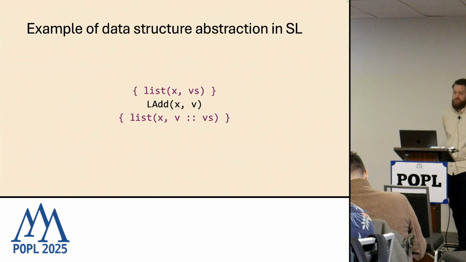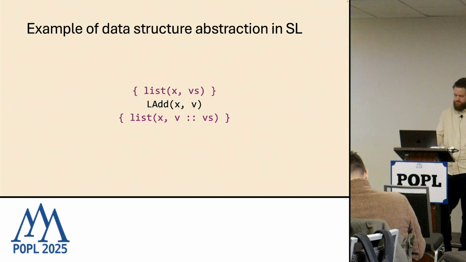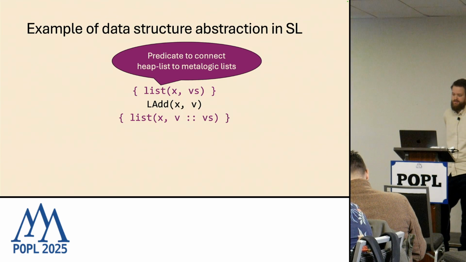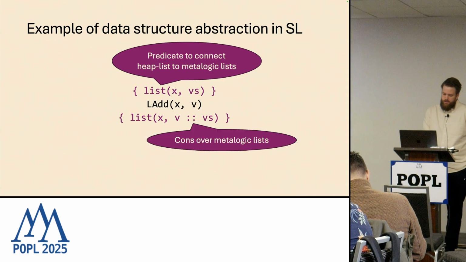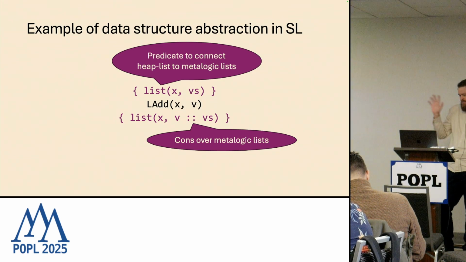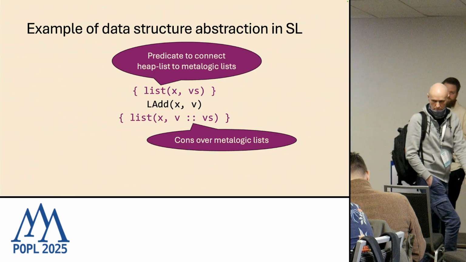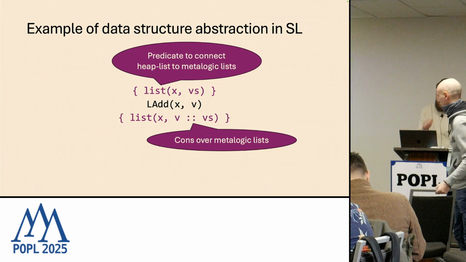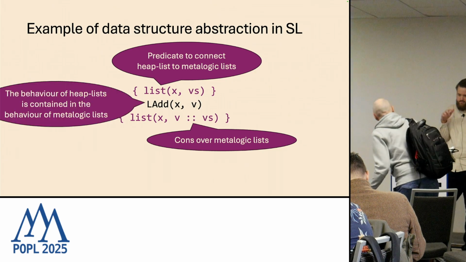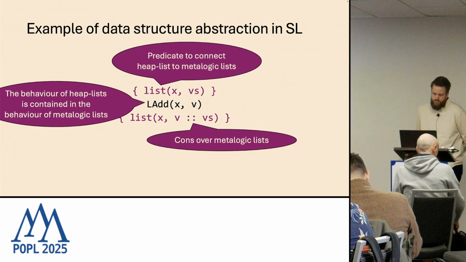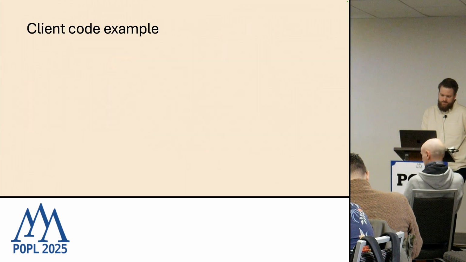So by data structure abstraction, I simply mean something like this. In the pre, we have some predicate connecting up, well, in this example, lists. So connecting up heap lists with metalogic lists. And then we have some metalogic function here, cons over metalogic lists. And then we want to connect the stuff that's happening at the program level to the metalogic level. And this is exactly what this triple is doing, right? So it's saying that the behavior of the heap list is contained in the behavior of the metalogic list. So just standard this far.